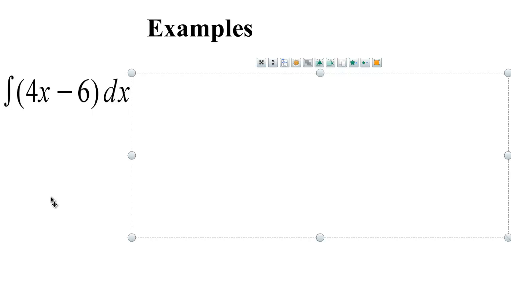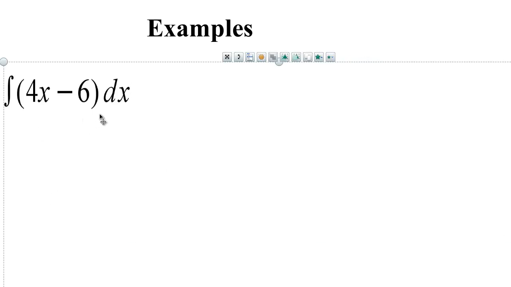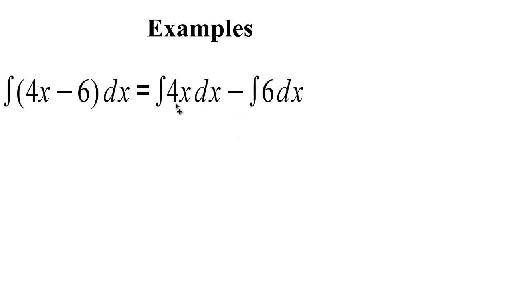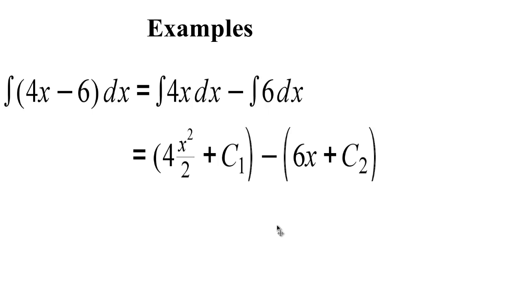So let's look at the integral of 4x minus 6 dx. We can use the sum and difference rules to separate this into two different integrands. So it's equal to the integral of 4x dx minus the integral of 6 dx. Let's solve each one of those. The integral of 4x dx is equal to 4 times x to the second power over 2, using the power rule and the constant multiple rule, plus c1.